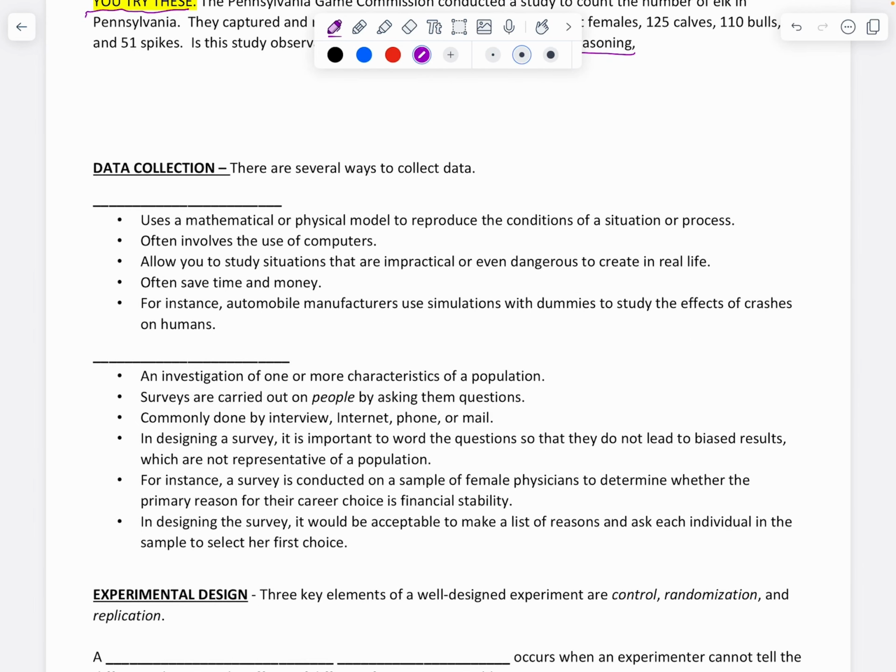All right. So data collection. How do we collect the data? Well, there are several ways that we can do that. The first one is a simulation.